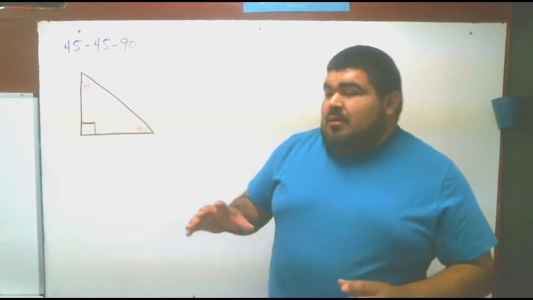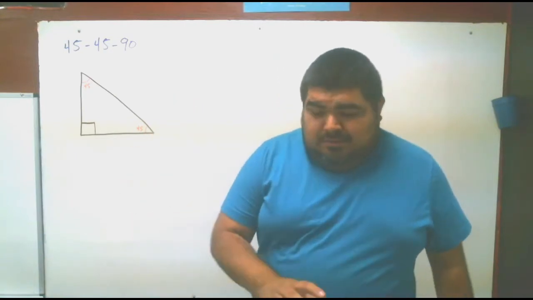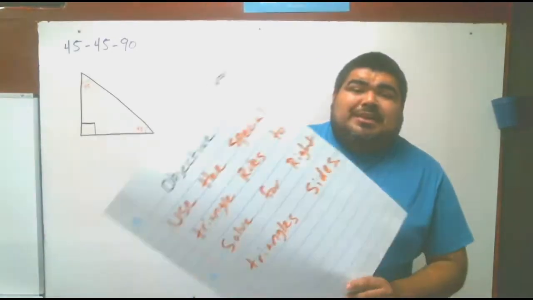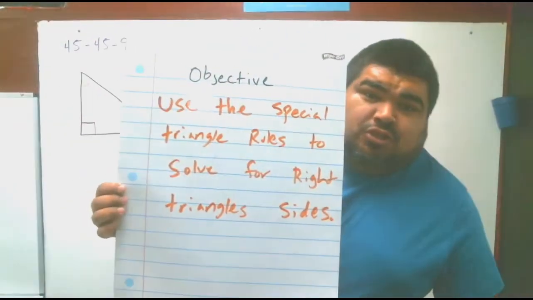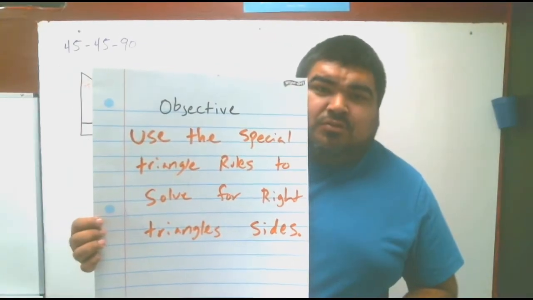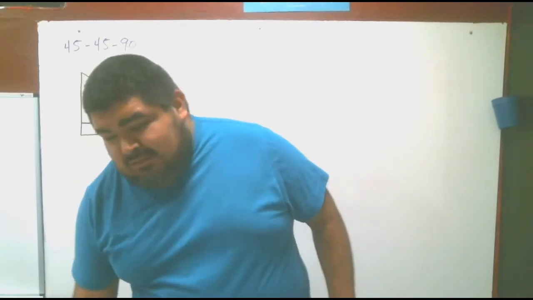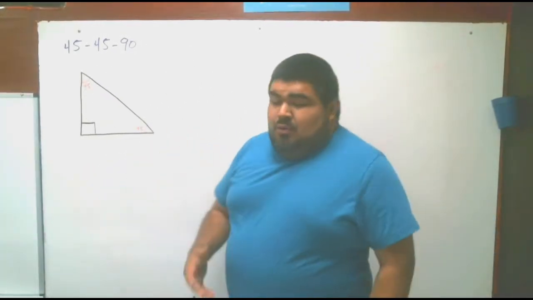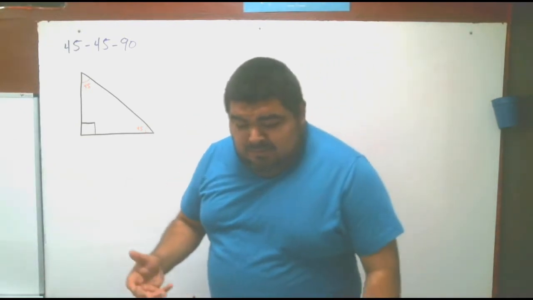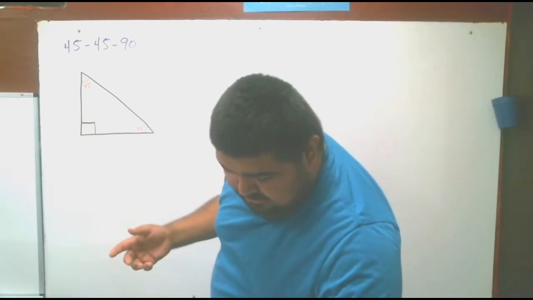We're dealing with another type of triangle, but first let's start off with this basic one. Our objective for today is to use the special triangles rule to solve for right triangle sides. So we're looking for the sides of the right triangle. The rule is, we'll start off with 45, 45, 90. The rule is that the sides are both the same.